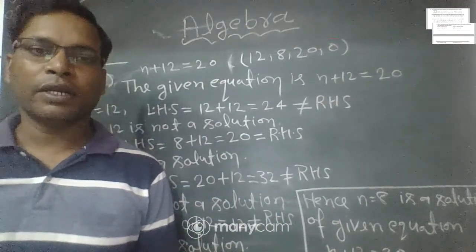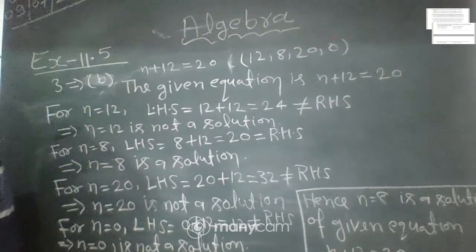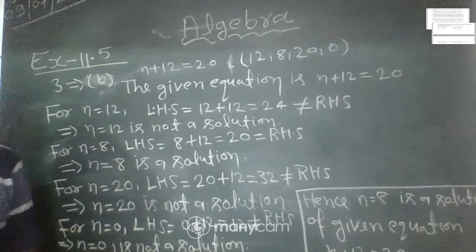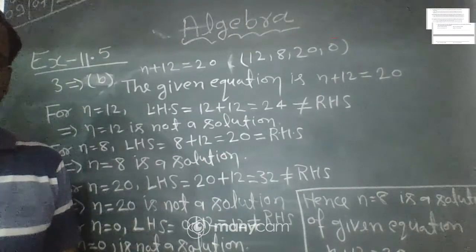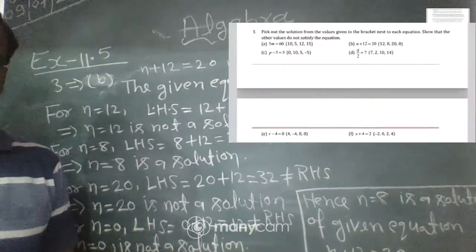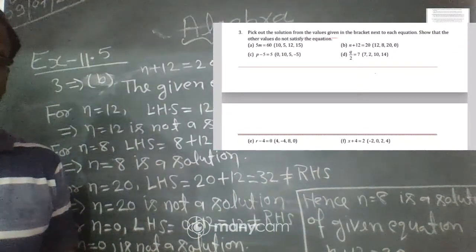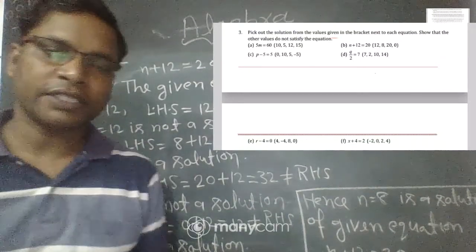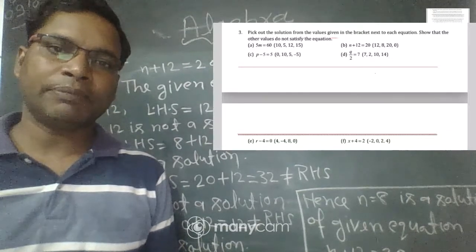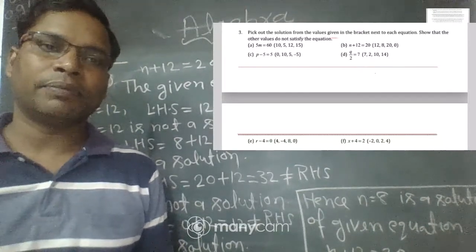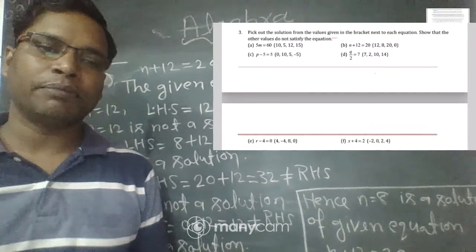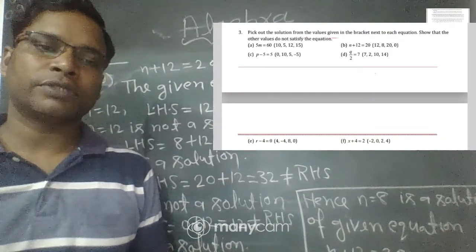Let's see the next part of this question. Part C. What is part C? You can see here, part C is p minus 5 is equal to 5, and the possible values of p are 0, 10, 5 and minus 5. So let's see how to solve it.